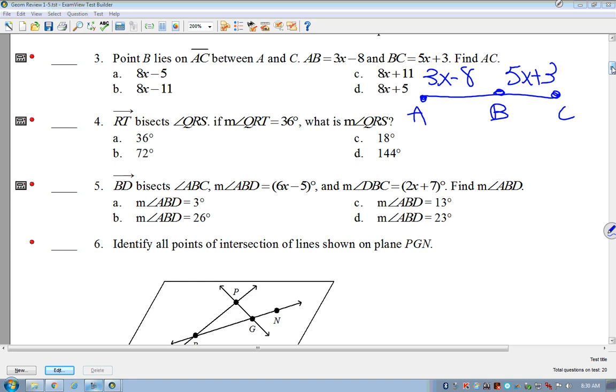Okay. Let's see. Do they give me anything else? No? Okay, that's all the information I've got. It says find AC. Look at your possible answers. Are we going to solve this for a definite number? No. All right. So this is, does anybody know what postulate we would use to solve for AC?